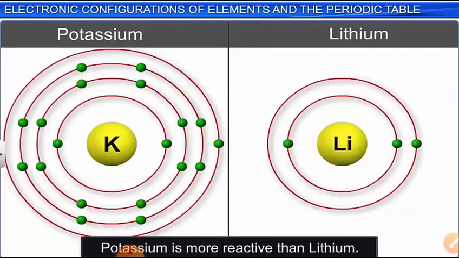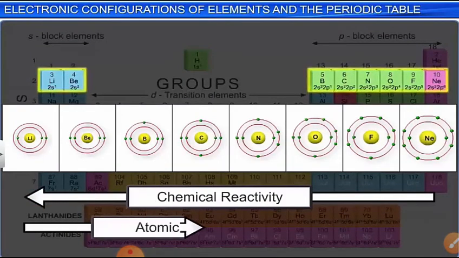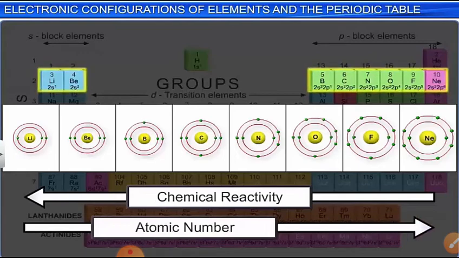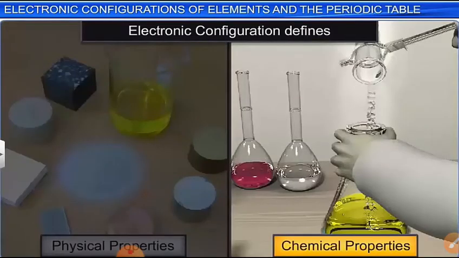By this explanation we can tell that potassium is more reactive than lithium, as potassium has 4 shells and 1 electron in the outermost shell. Lithium also has 1 electron but only 2 shells. The reactivity decreases from left to right in a period: even though the atomic number increases, left to right the nuclear charge increases, and as a result reactivity decreases.